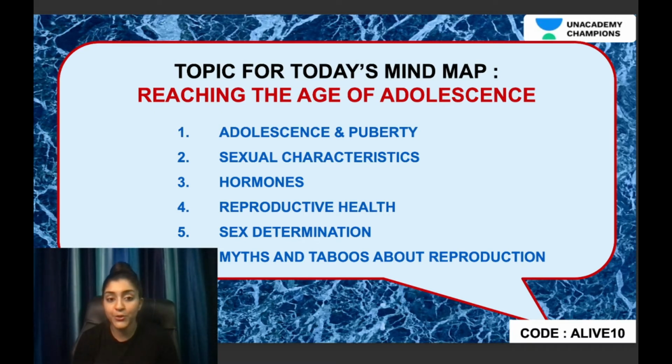So in front of you, you have 6 pointers. Now, if you see pointers 4, 5, and 6, I can tell you that these pointers are not that difficult to memorize. You can read them once or twice: reproductive health, myths and taboos, maybe sex determination, and you would be able to answer all of these questions because this is very general information. So I don't need to waste my time making a mind map of this if I'm able to learn them even after reading it.